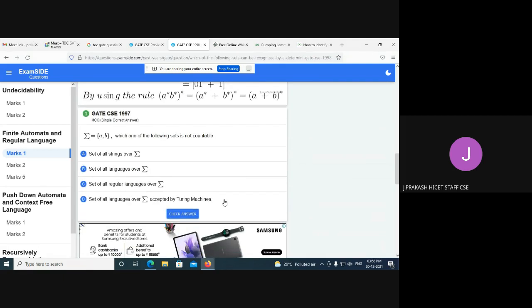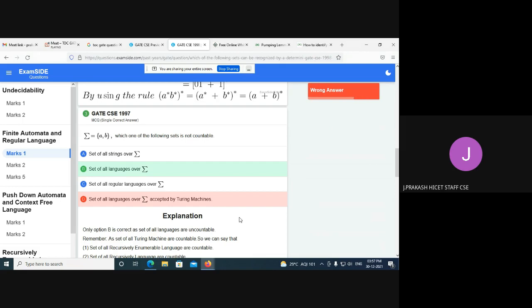And I hope we're almost out of time. Which one of the following sets is not countable? Not countable means you cannot physically count. So this is a definition or a theorem given in unit 5. Okay, so set of all languages over sigma.